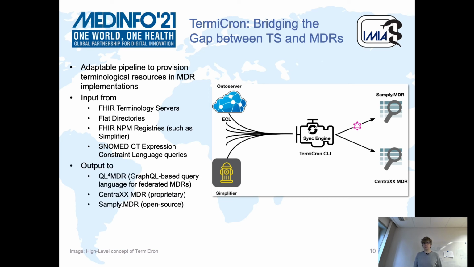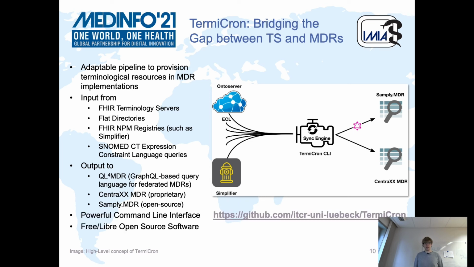And on the output side, we support currently 3 different systems. The first is QL for MDR, query language for MDRs, which is a GraphQL-based language for federated MDR implementations. And that's also very interesting because QL for MDR could be implemented by MDR maintainers as basically a facade to the internal data model, so that it can be interacted with using other MDR implementations using the standard GraphQL-based query language. And we also support currently 2 different concrete MDR implementations, namely Centrax MDR, which is a proprietary solution, and Samply MDR, which is an open source project.